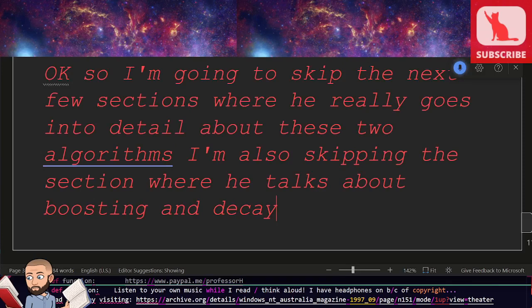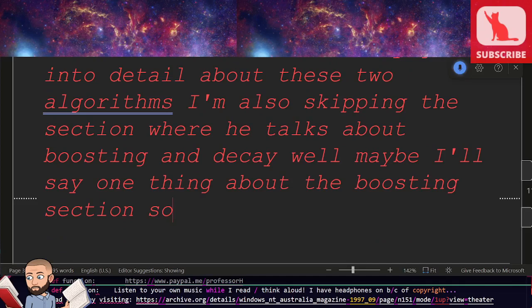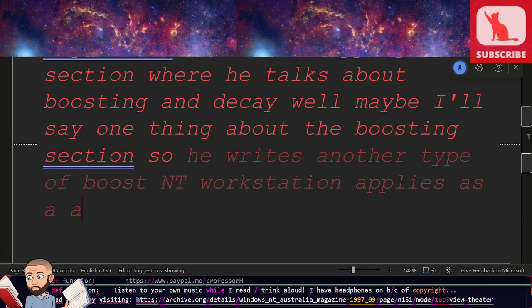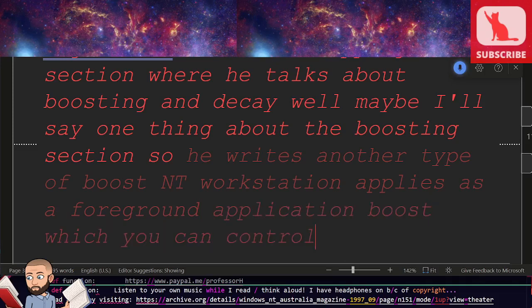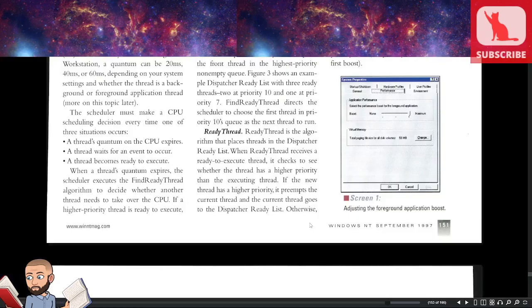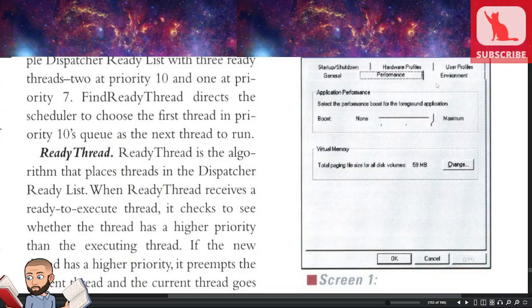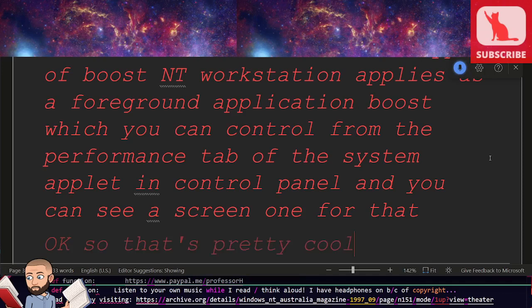Well, maybe I'll say one thing about the boosting section. So he writes another type of boost NT Workstation applies as a foreground application boost, which you can control from the Performance tab of the System Applet in Control Panel, and you can see screen 1 for that. Because I think that's kind of cool, I'll go ahead and show you here. And I've really tried to zoom in. You can see this is a pretty typical Windows box we're looking at here. Okay, so that's pretty cool that you can control this.